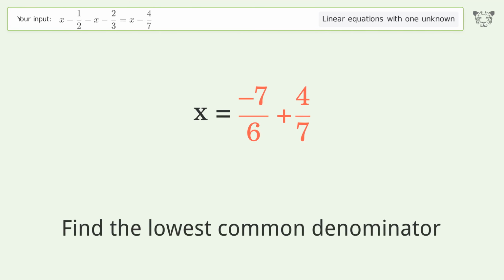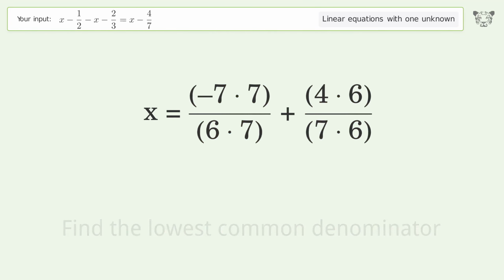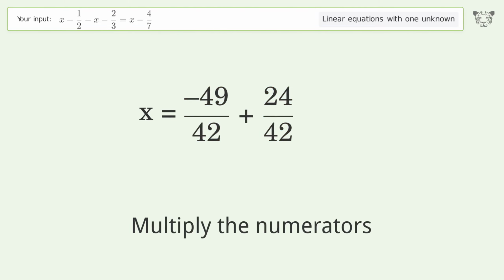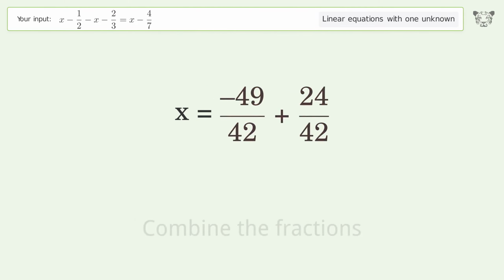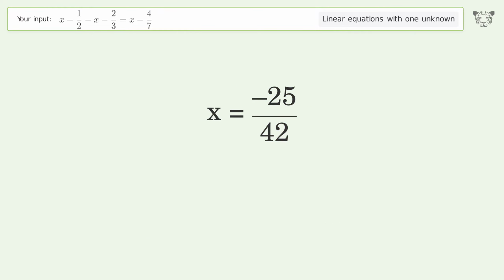Find the lowest common denominator. Multiply the denominators. Multiply the numerators. Combine the fractions. Combine the numerators. And so the final result is x equals negative 25/42.